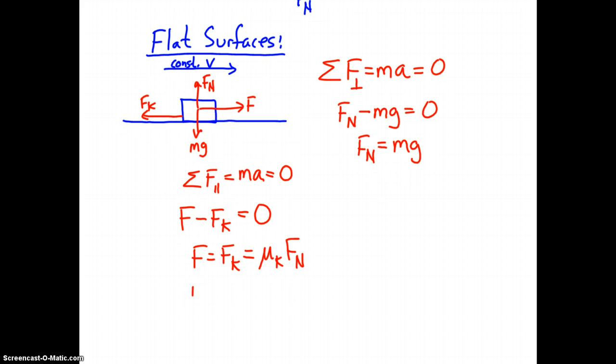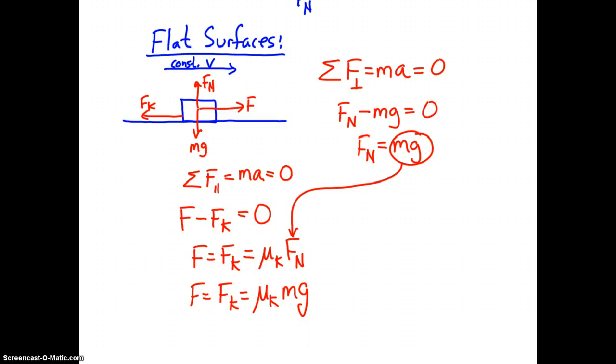And so F equals Fk equals mu k Fn. And now we're going to take our value of the normal force. We're going to substitute it in this spot right here. So F equals Fk equals mu k mg. Okay? If we take a look at friction on an incline, let's go ahead and do that.